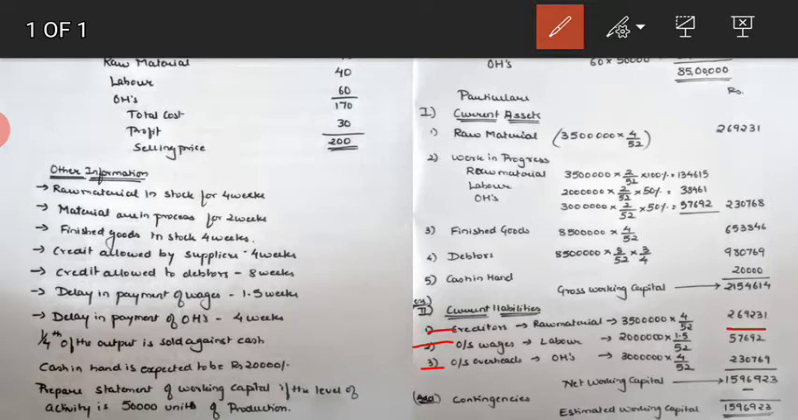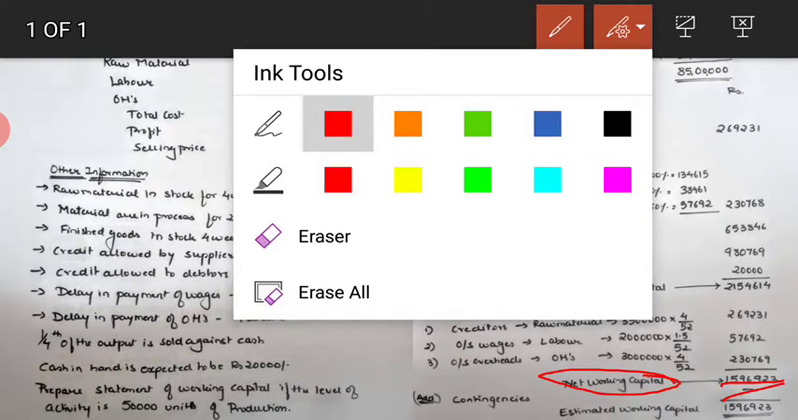So once we calculate the creditors, outstanding wages and outstanding overheads, you have to deduct it from gross working capital. So 21,54,614 minus 2,69,231 minus 57,692 minus 2,30,769 gives us 15,96,923. So this 15,96,923 becomes your net working capital.